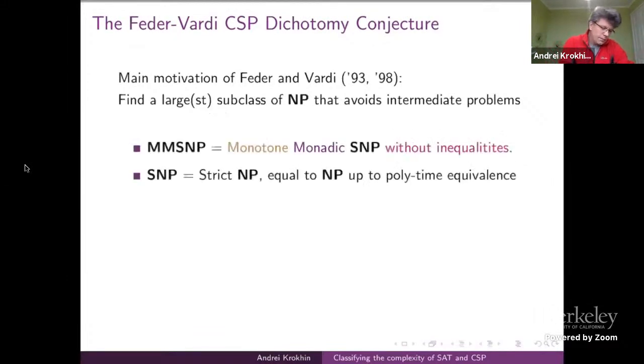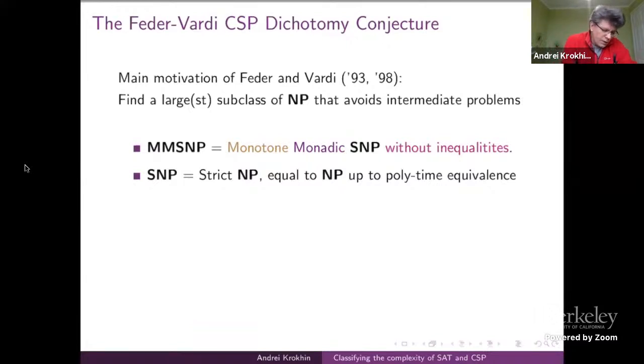And Feder and Vardi naturally used logic to define their class. So they defined this complexity class called MMSNP. So they took SNP. SNP is the strict NP. So you take NP and make a syntactic restriction of it called strict NP, which is contained in NP, but it is equal to NP up to polynomial time equivalence, which means that for every problem in NP, there is a polynomial time equivalent problem in strict NP. So in particular, if NP contains intermediate problems, then strict NP also contains intermediate problems.